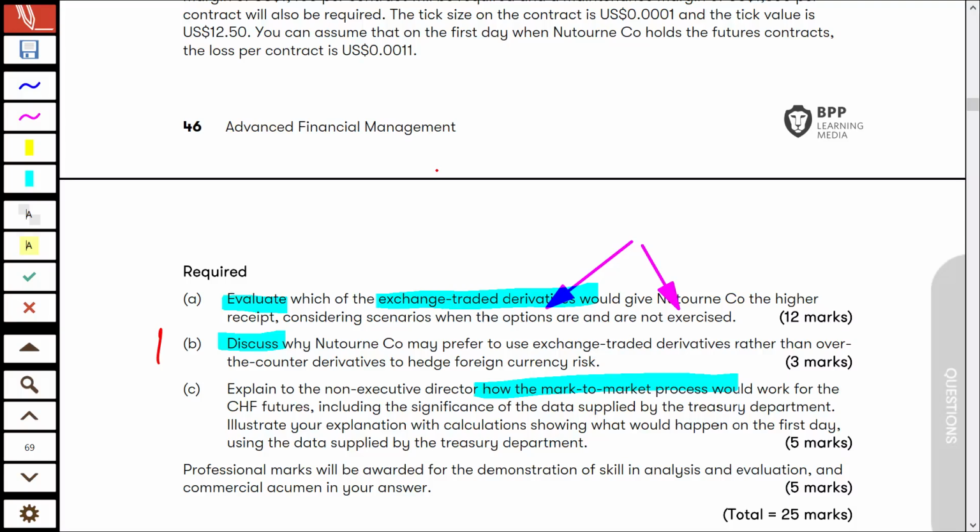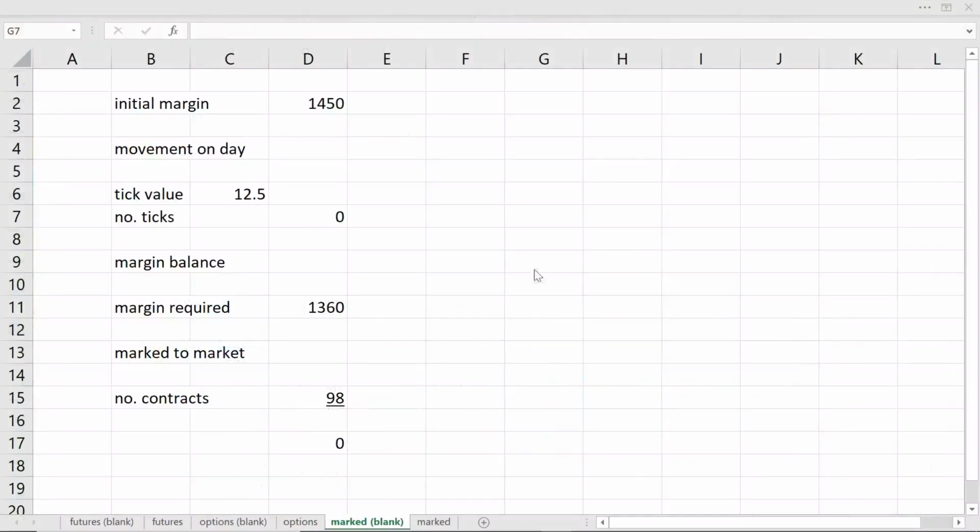And then in part C, you're again working in your word processing document and supplementing it with some data from the spreadsheet. I'm just going to quickly work through the numbers here and leave you to look at the rest of the solution yourselves. So in part C, we are told that there's an initial margin of 1,450 and that the value of a tick is 12.5 US dollars. If the exchange rate moves in such a way that creates losses by 0.0011, that's 11 tick movements, where a tick is 0.0001. It's the minimum movement in the exchange rate. 11 times 12.5 gives me 137.5 loss per contract.